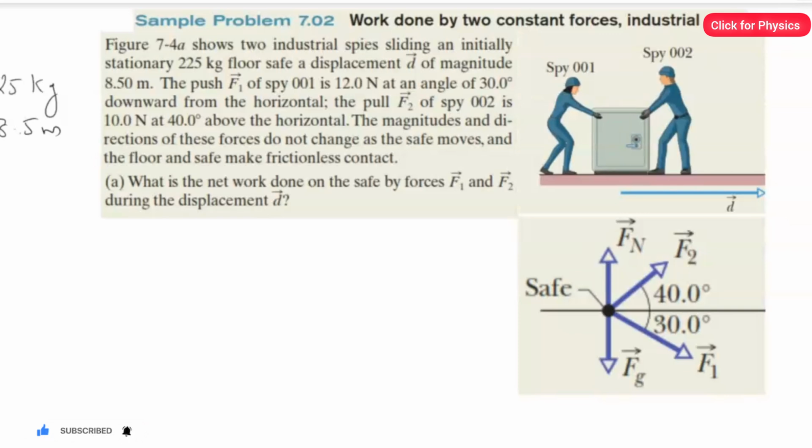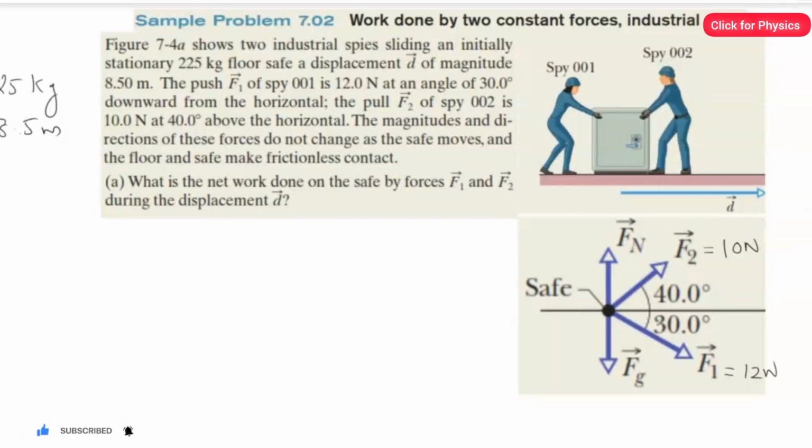Clear? And here, the first person, which is spy 001, applied the force in this direction, at an angle of 30 degree downward to the horizontal direction. That's the reason the diagram is given like this. So he applied the force F1, and the magnitude of the first force is 12 Newton. Then we have to see the second person's force. He applied the force above the horizontal at an angle of 40 degree, with a magnitude of 10 Newton.